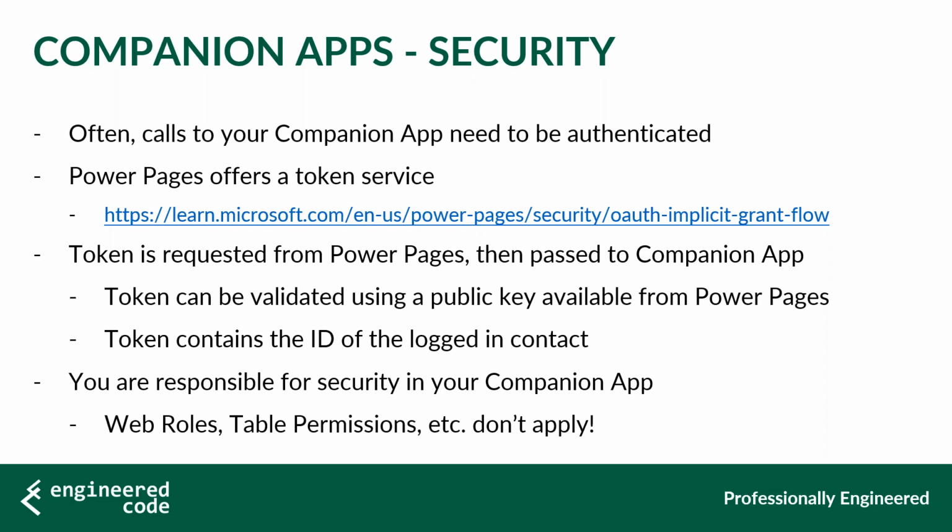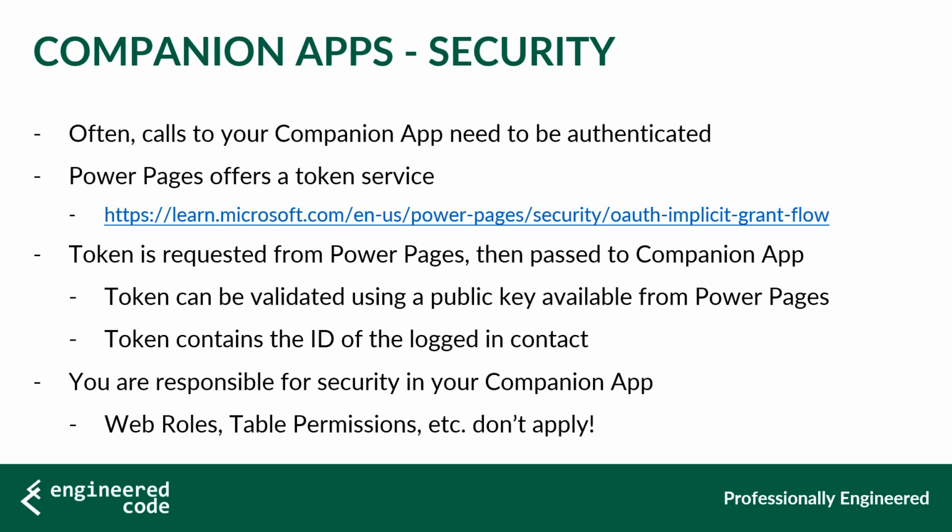That's because the token itself contains the ID of the contact who requested the token as part of one of its claims. So essentially, you're on your Power Pages site, and you've got JavaScript that can request a token. Once it receives that token, it can pass the token to the companion app. The companion app can then validate that token, so the companion app then knows who that person is.